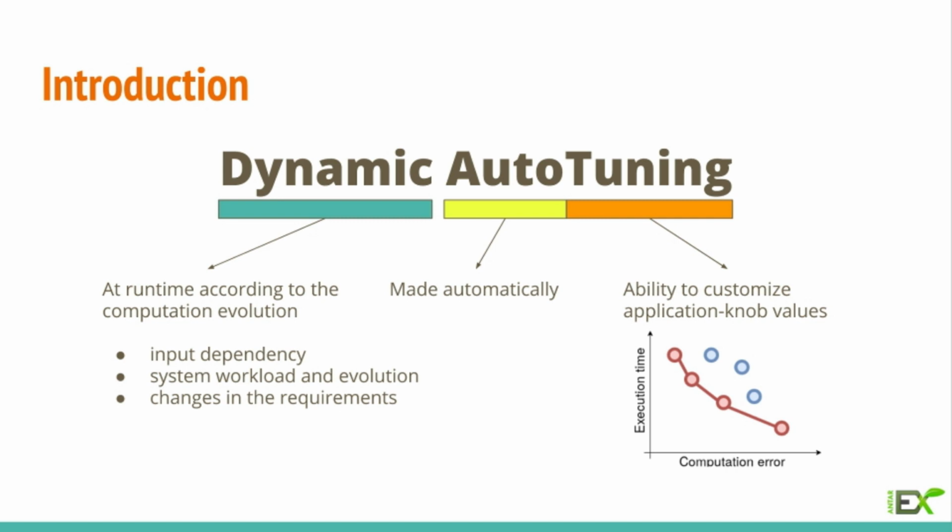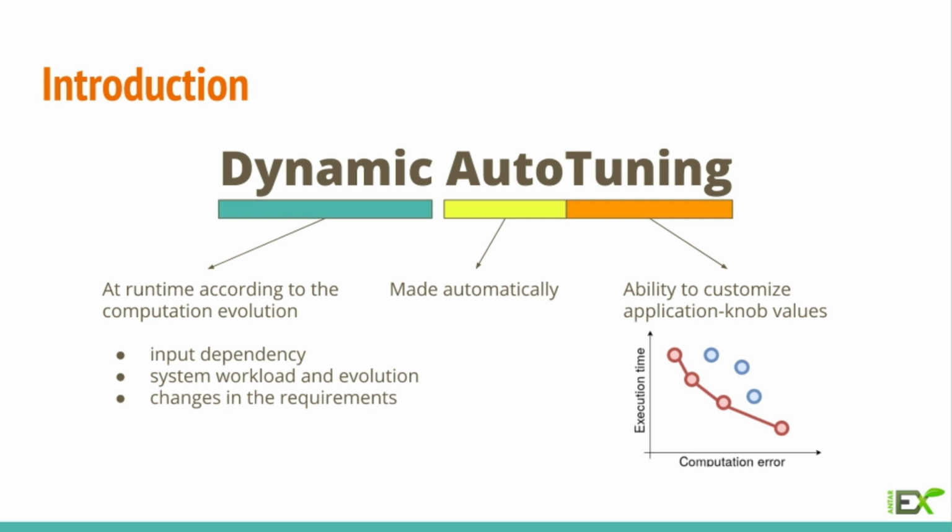We might split the term dynamic autotuning in three different concepts. The first one is tuning. A best practice during the application development is to write parametric code by exposing software knobs that alter the extra-functional behavior of the application, for example in terms of execution time and computation error. Therefore, the tuning process identifies the software knobs configuration that is most suitable for the application requirements.